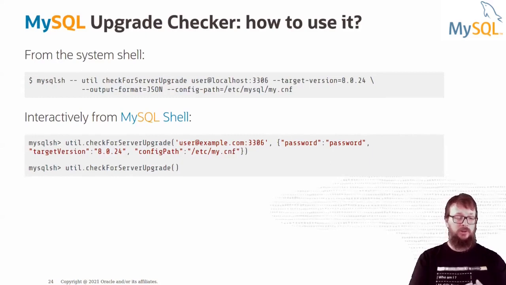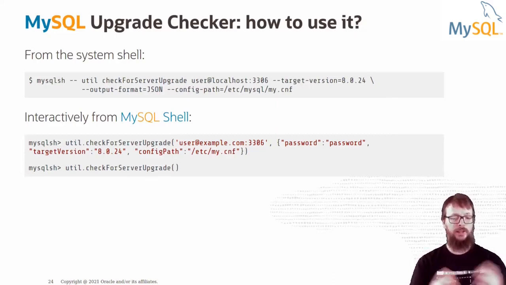Or you can do that also interactively directly from the shell, and this is how you do it. You do util in JavaScript, util.checkForServerUpgrade, and then you connect. The options are the password, the target version, where is the configuration, and it does it. Or you can just do util.checkForServerUpgrade, and it will use the connection you have open in MySQL Shell and start from there.